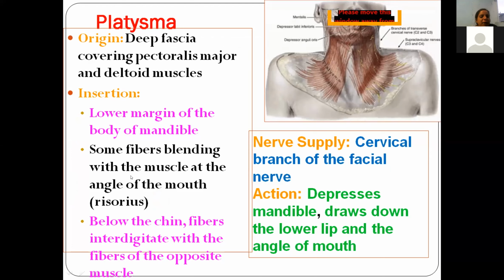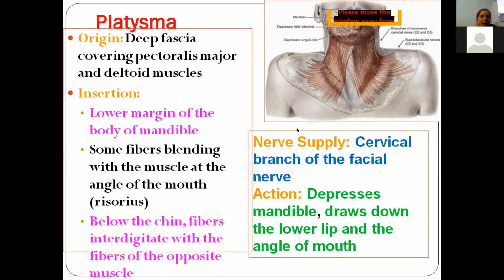Some fibers blend with the muscle at the angle of the mouth, that is the risorius. Below the chin, fibers interdigitate with the fibers of the opposite side. See here, this is the right platysma moving to the left side, and this is the left platysma moving towards the right side, and they are interdigitating, isn't it?